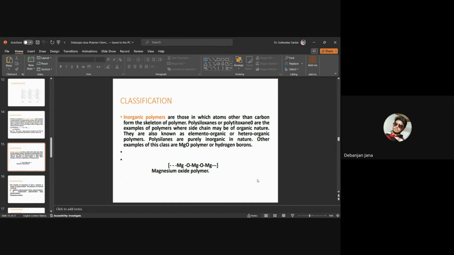Inorganic polymers are those in which atoms other than carbon form the skeleton of the polymer. Polysiloxanes or polytitanoxanes are examples of polymers where the side chain may be of organic nature. They are also known as elemento-organic or heteroorganic polymers. Polysilanes are purely inorganic in nature. Other examples of this class are magnesium oxide polymer or hydrogen borons.